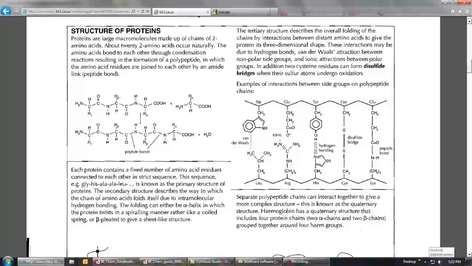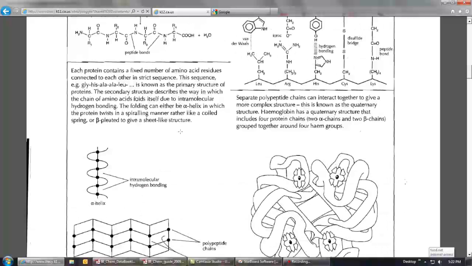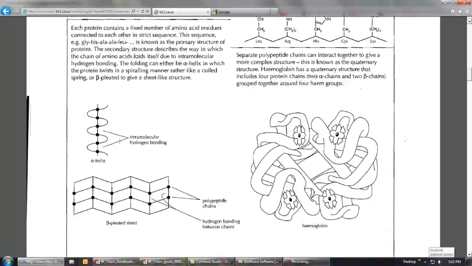These R groups and these other parts of the compound can interact. So these chemicals are sticking off in all different directions. They can attract each other. They can repel each other. That is the secondary structure. The 2 most common ones are called alpha helix.